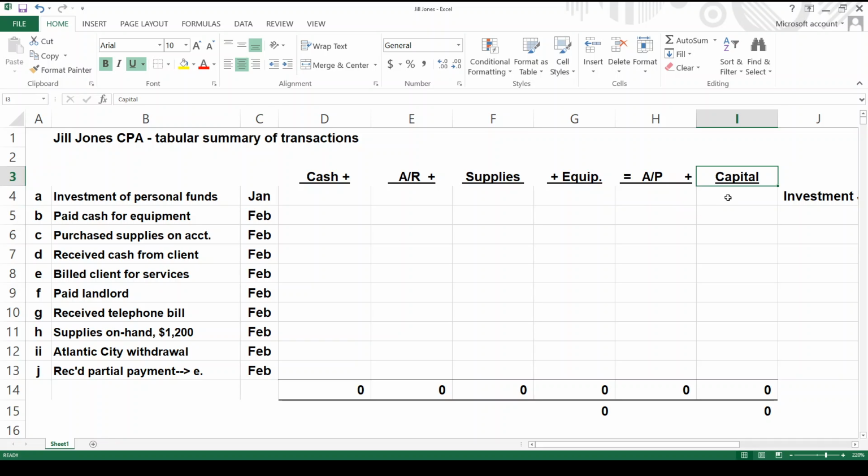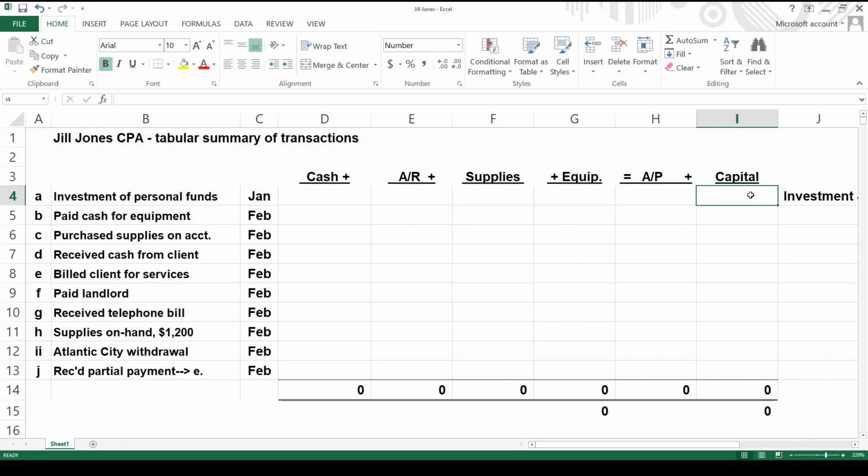Now, in the textbook, they have a whole bunch of other columns out to the right for drawing, revenue, expense, which really makes a mess of the whole deal. I don't like the way they did that. This is how I do it. So in this column, what are you going to find? You're going to find fluctuations in capital. There are 4 things, for now, that will cause capital to fluctuate.